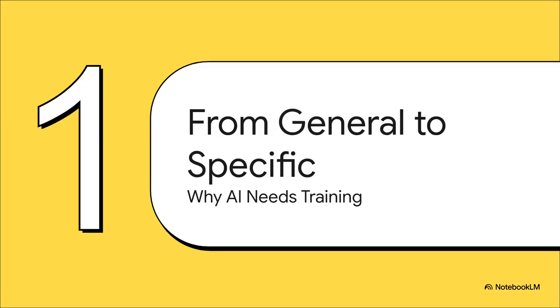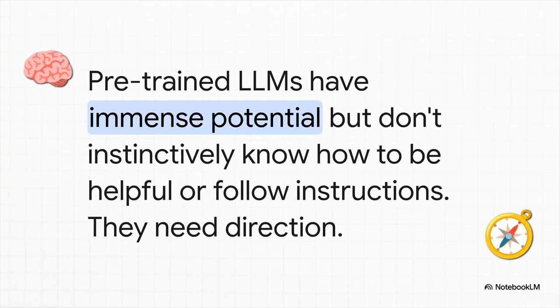All right, first things first. To really get this, you have to understand where these models start. We've got this incredibly powerful AI, but fresh out of the box, it's not quite ready to be your personal assistant. The best way to think about it is like an untrained genius. This model has read a massive chunk of the internet, so its potential is just huge. But it doesn't automatically know how to be helpful. It doesn't know how to follow instructions in a conversation. It's brilliant, but it needs a little direction.